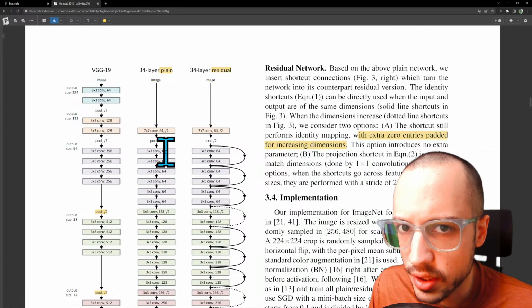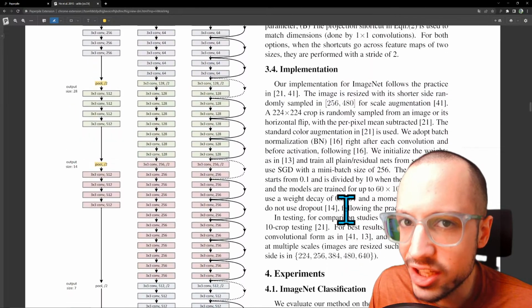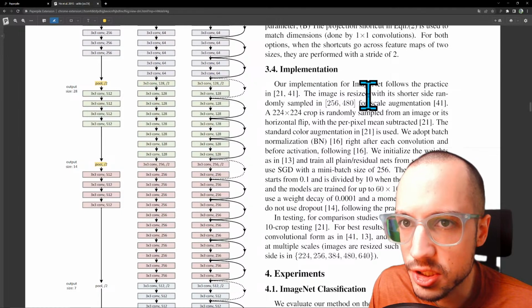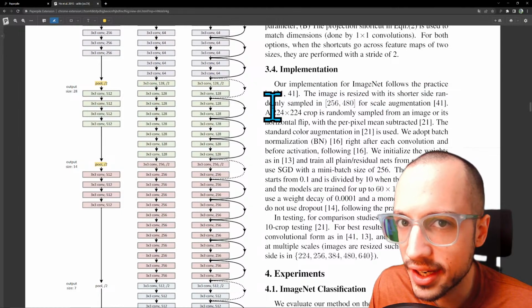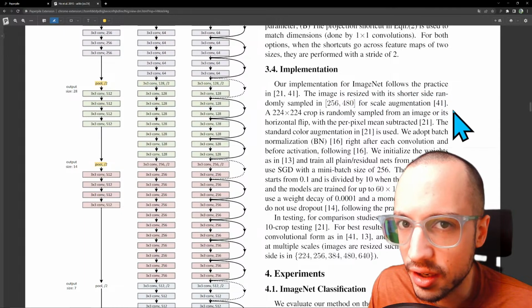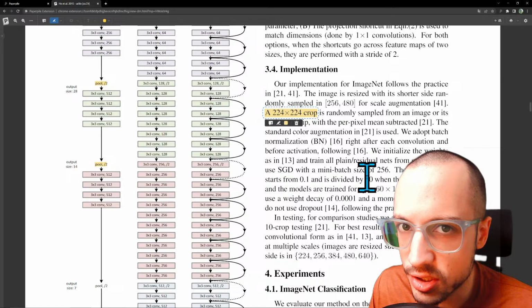The projection shortcut is used to match dimensions for both options. When the shortcuts go across feature maps of two sizes, they are performed by a stride of 2. Implementation. Our implementation for ImageNet follows the practice. The image is resized with its shorter side randomly sampled in 256 to 480 for scale augmentation. A 224 by 224 crop is randomly sampled. Okay, so they're basically randomly cropping the input image.